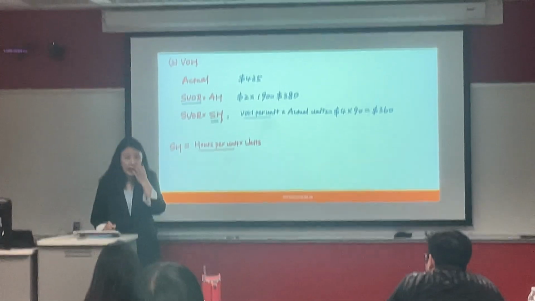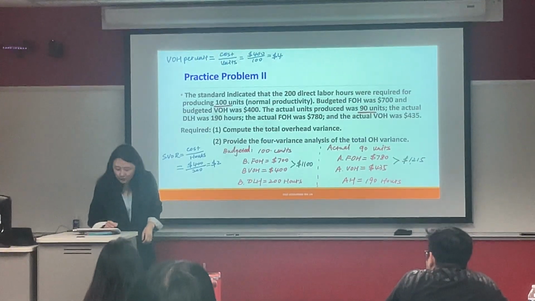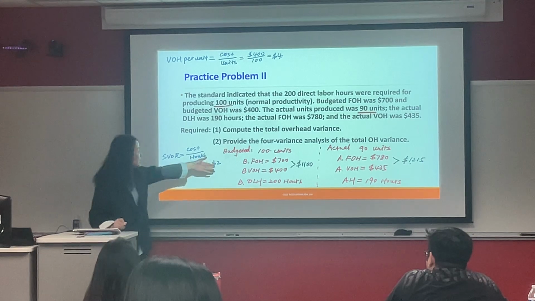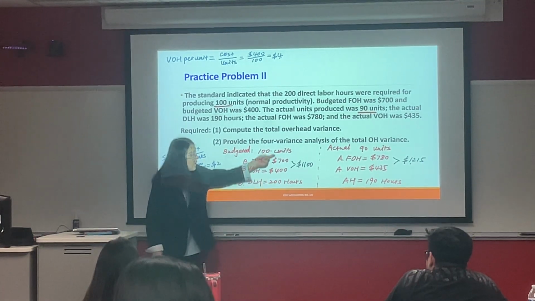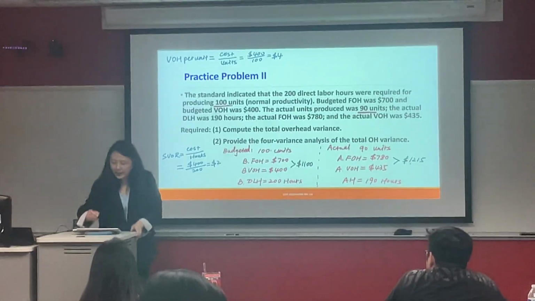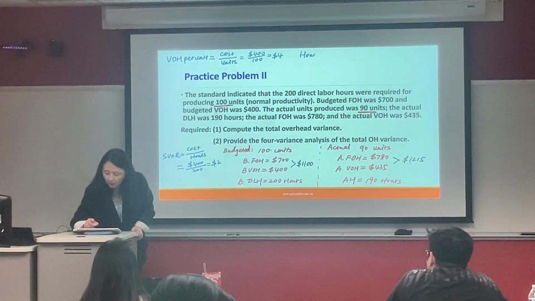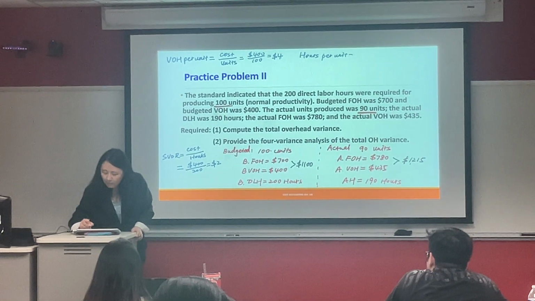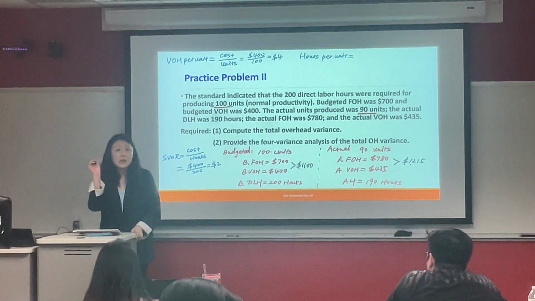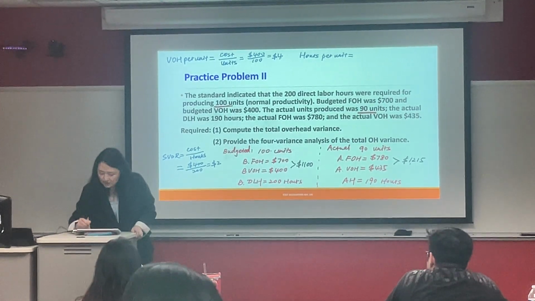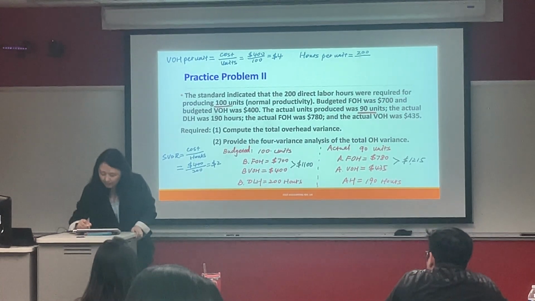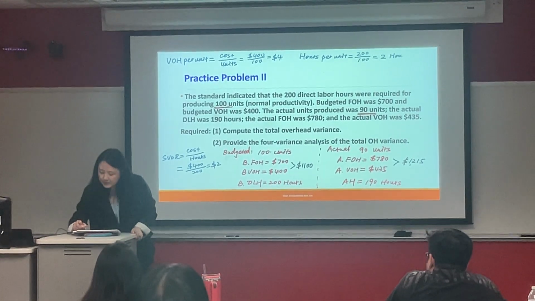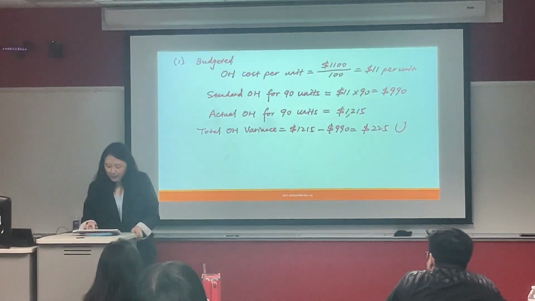How do I calculate hours per unit? Then I have to go back again. Everything is based on the budgeted number. I have the hours, I have the units, then I should be able to calculate hours per unit. So this is my unit quantity standard. I have 200 over 100, then I get 2 hours per unit. Now I go back here.